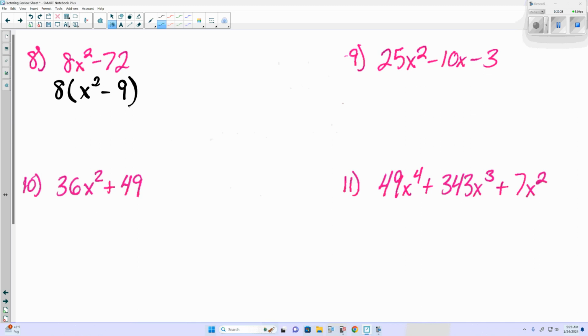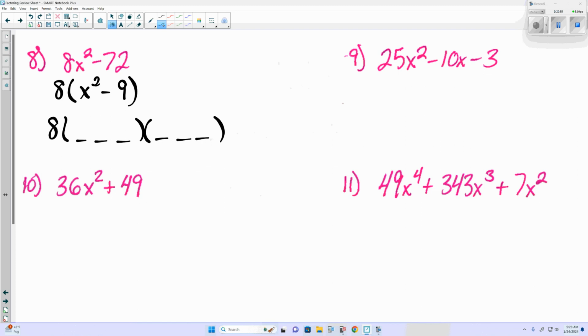I will emphasize this here. I will also emphasize it on any of the problems tomorrow. If there's a greatest common factor, you need it as part of your answer. Because when we completely factor, the greatest common factor is part of that final answer. So here the 8 is a part of the answer.